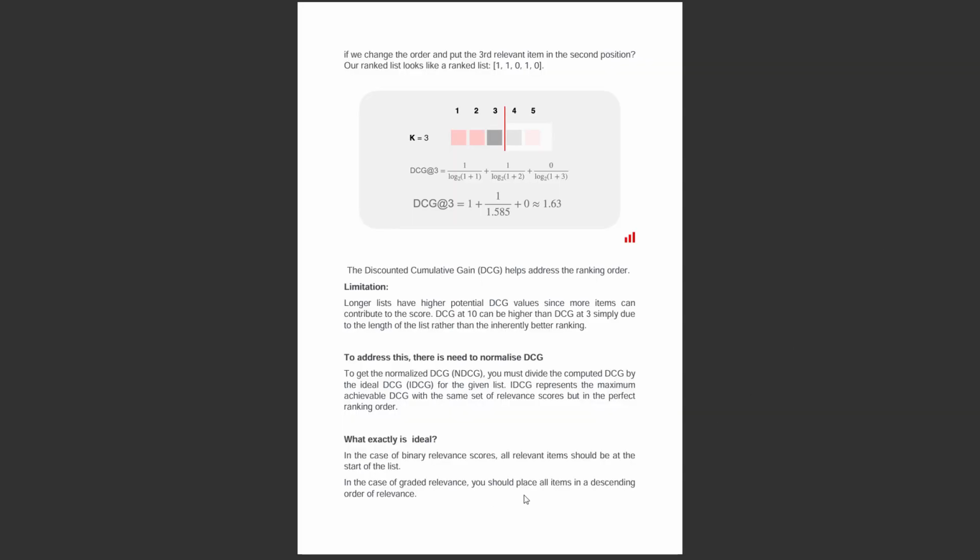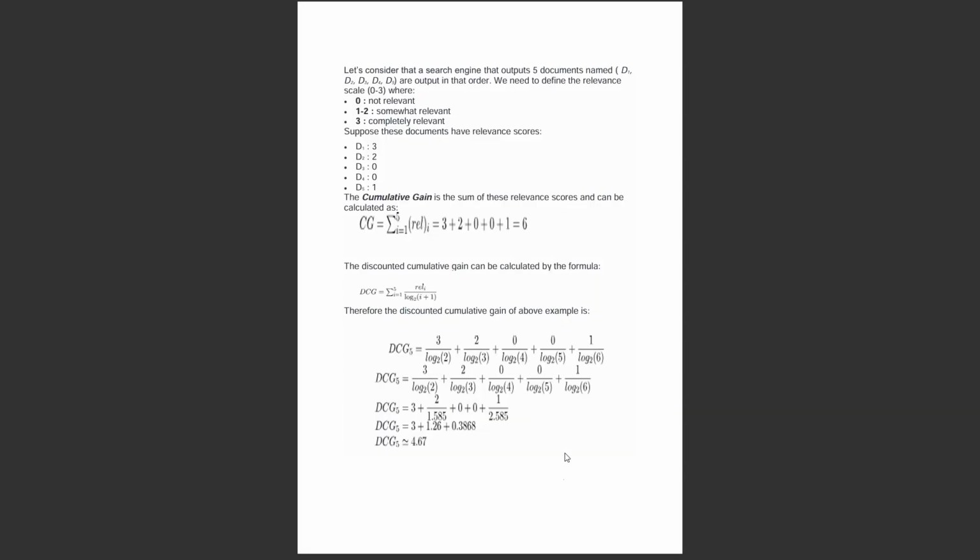So in case of graded relevance, you should place all items in descending order of relevance. Now let's consider that a search engine outputs 5 documents named D1, D2, D3, D4, D5 in that order. We need to define the relevance scale 0 to 3, where 0 means it is not at all relevant, 1 to 2 means somewhat relevant, 3 means completely relevant.